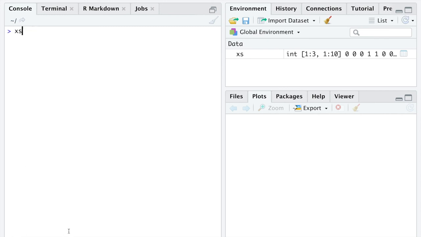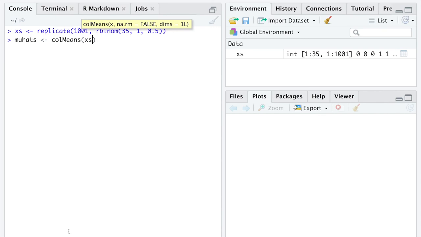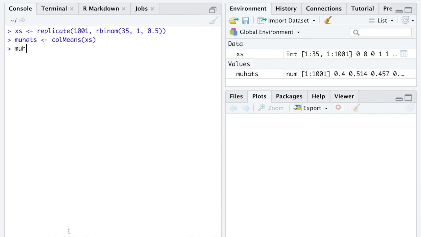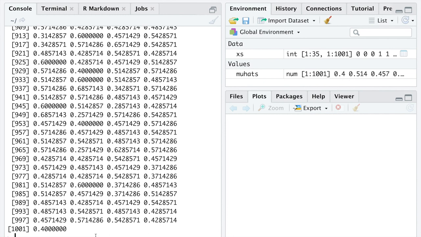I'm going to expand this example to show you why the normal distribution is so popular. Let's say, as a joke, I have 1001 friends, and each of my 1001 friends is going to flip the fair coin 35 times. We're going to get many mu hats by calculating the column means of X's. And indeed, look at the mu hats, each one of which is trying to estimate 0.5. You can see most of them are pretty close. Some of them get kind of far away, purely by chance.